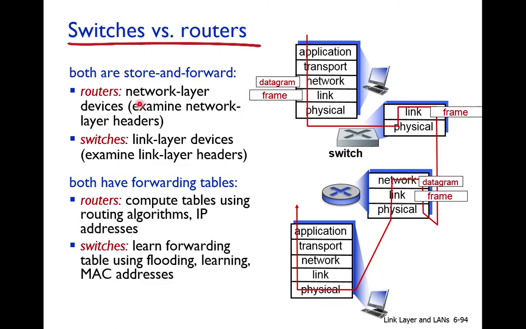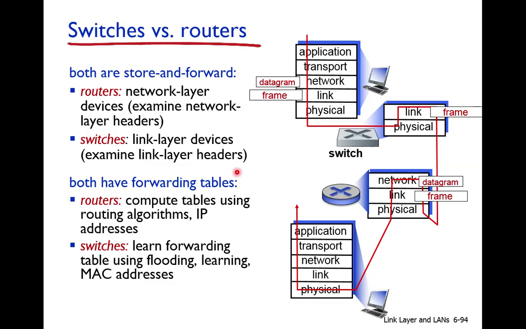Router is operating at the network layer. It is a network layer device. It examines the network layer header, that is the IP header. And the switch is a link layer device, and it operates on the link layer. So that's why it examines the link layer header.